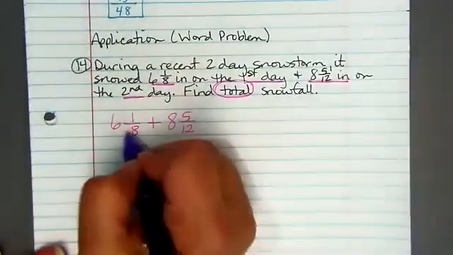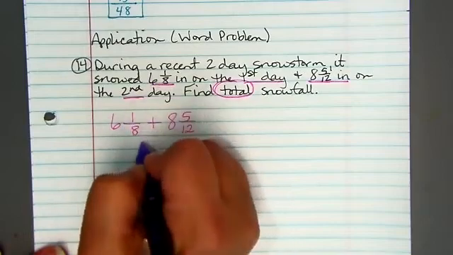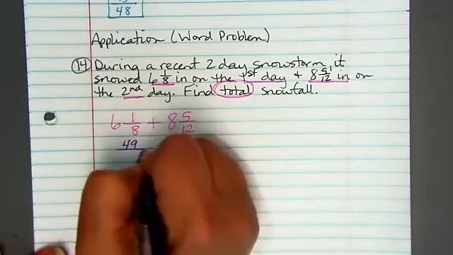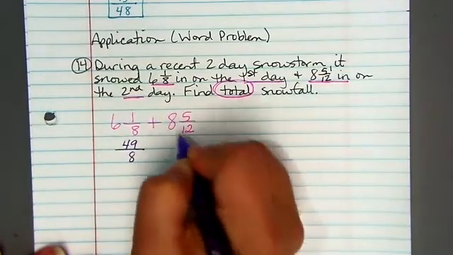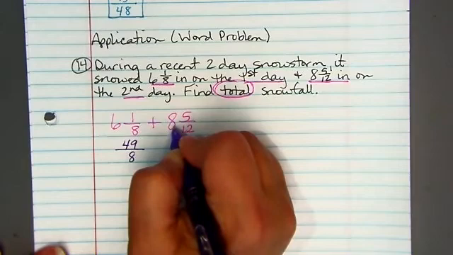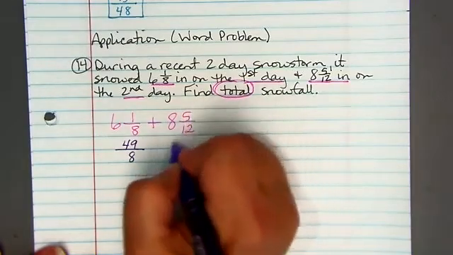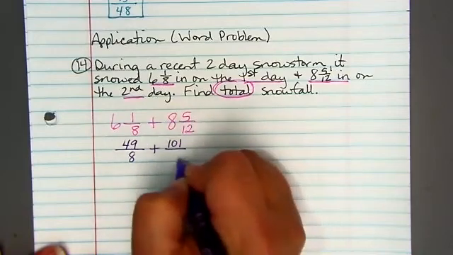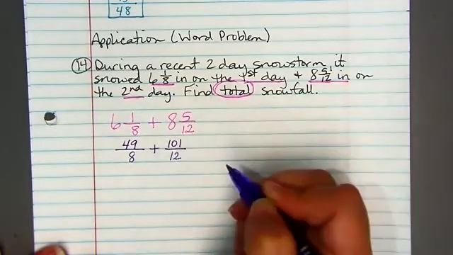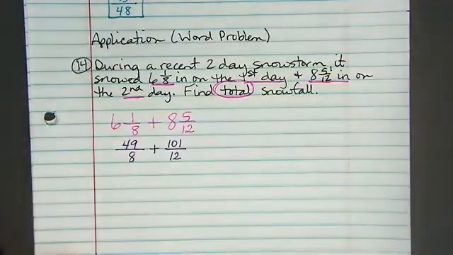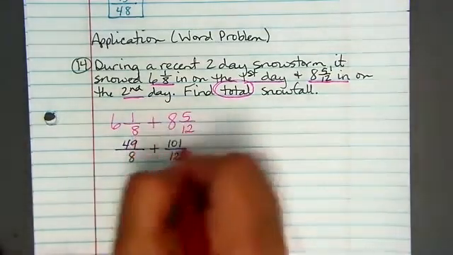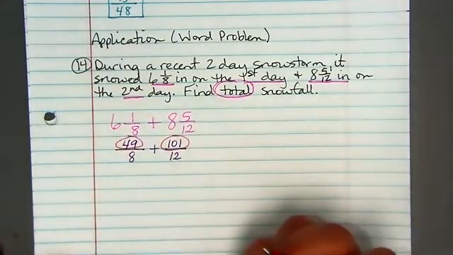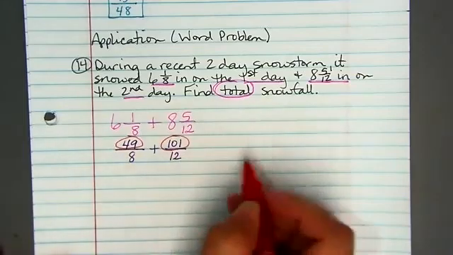And now we go to calculating. So I'm going to be doing 8 times 6. We first change to improper fractions. 8 times 6 is 48 plus 1, so that's going to give me 49 over 8. 12 times 8 plus 5, that's going to give me 101 over 12. I'm just adding, so I'm going to add the numerators, and that's going to give me, oh, I can't do that yet. I've got to find a common denominator.